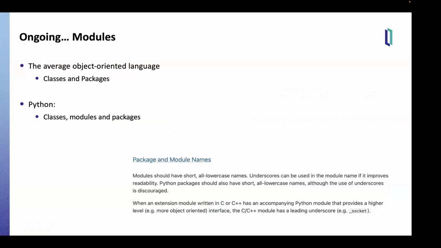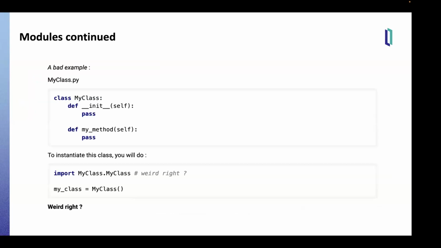What's also interesting is the concept of modules. In many other object-oriented languages, you have a concept of something like classes and packages. In Python, you have three concepts: classes, modules, and packages. That can be confusing if you're new to that world. Obviously, if you're an experienced Python developer, then this should be very straightforward. It can lead to really weird scenarios.